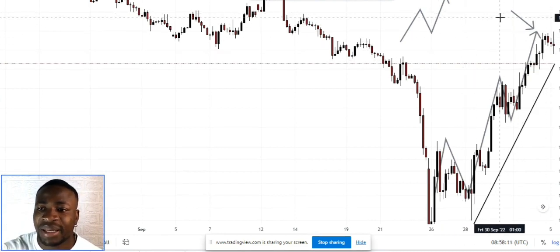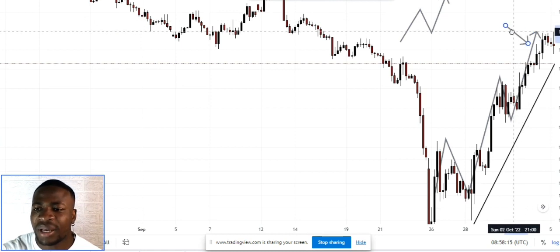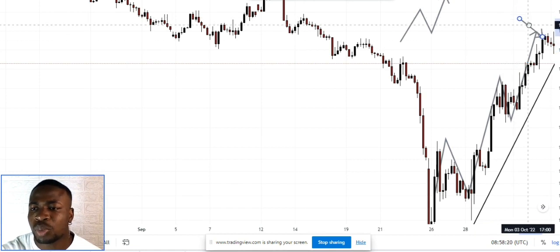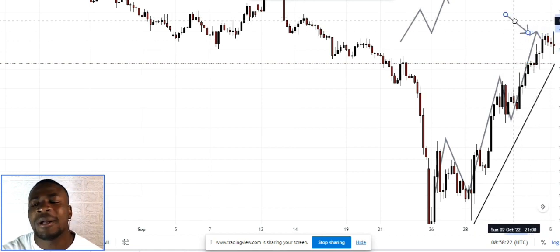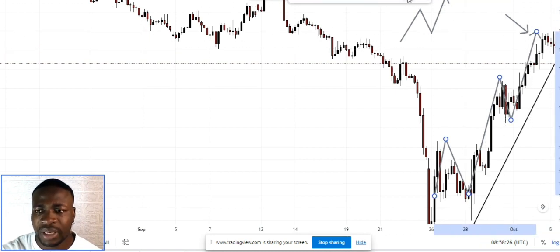Like over here, you can see these are big, massive candles that were being printed. Over here, a big, massive candle, another big, massive candle. All of a sudden, we started to see smaller and smaller candles. That is just a sign that the market could be stalling out.